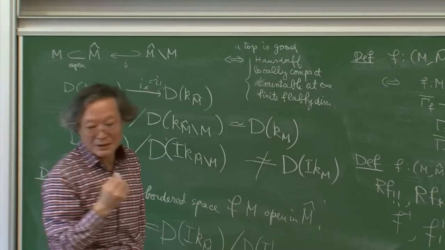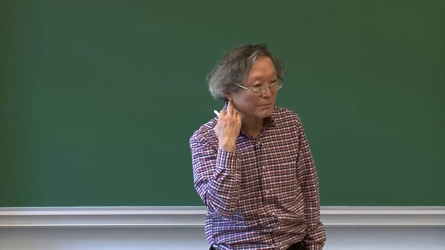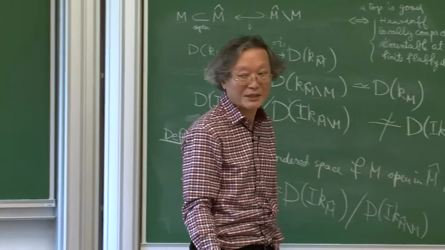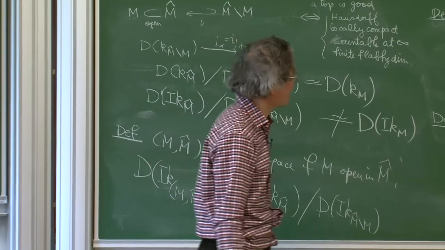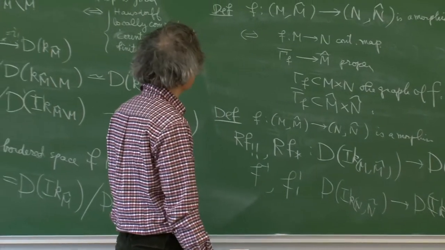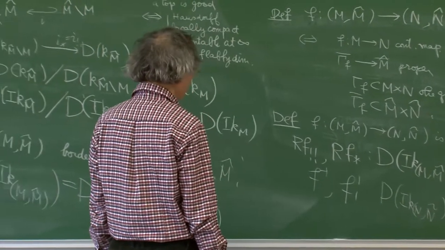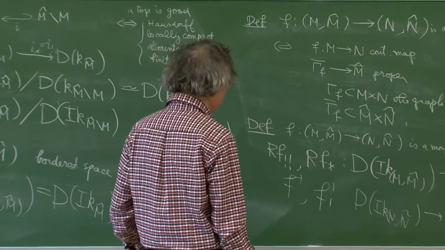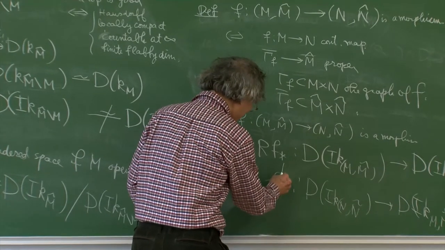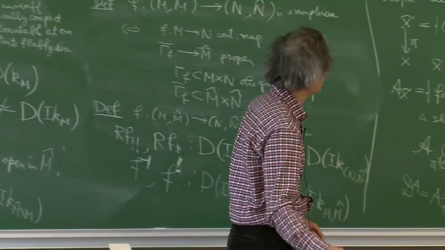Let's not forget, I'm confused: if M hat and N hat are compact, then any continuous map gives a morphism, right? Yes. If M hat and N hat are compact, yes, that is right. So what is the last line? Is it F upper plus? No, F upper shriek. Ah, you mean this one? So that is the direct image. And the first one is F inverse? Yes.